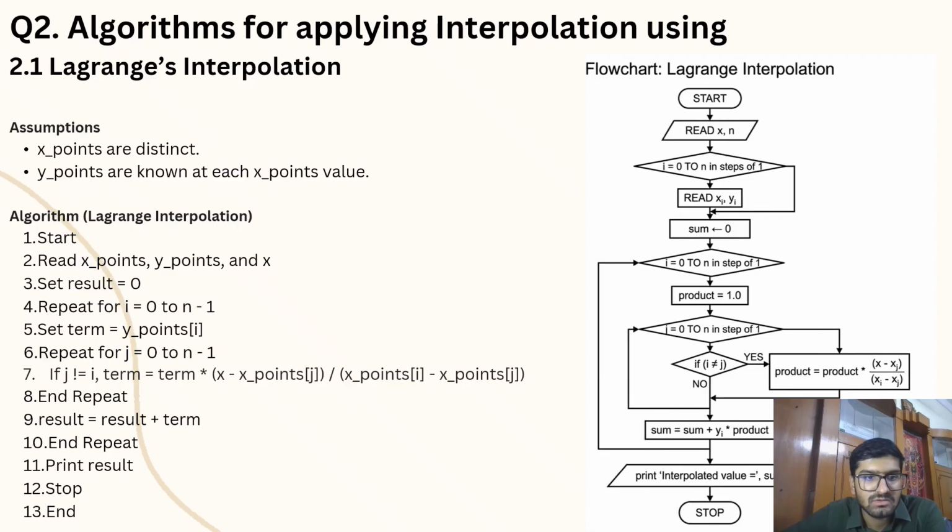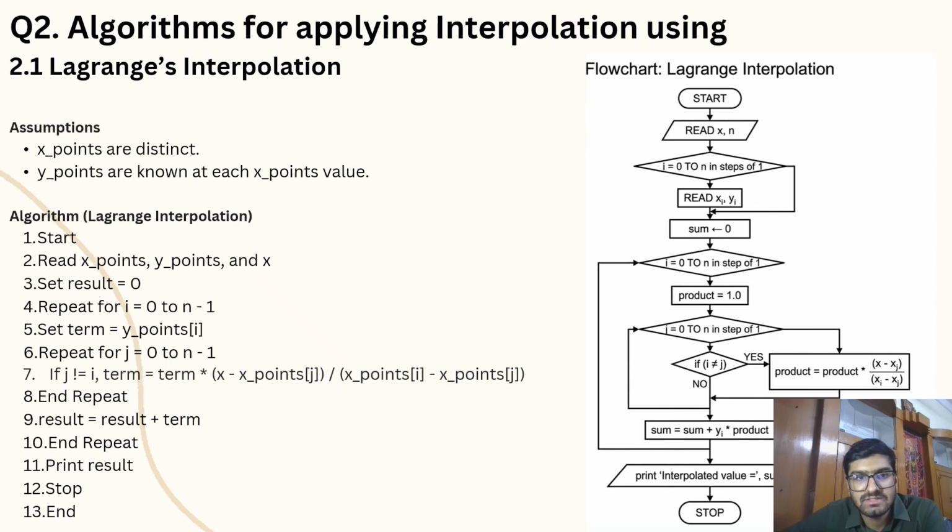Then we repeat from j equals 0 to j equals n minus 1. If j is not equal to i, then term equals term times x minus x point j, divided by x point i minus x point j. Then end the loop for j. Then result equals result plus term. Then end the loop for i, and then print the result, and then stop the algorithm.